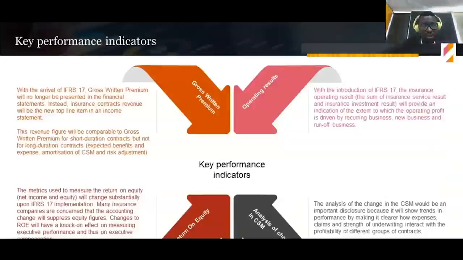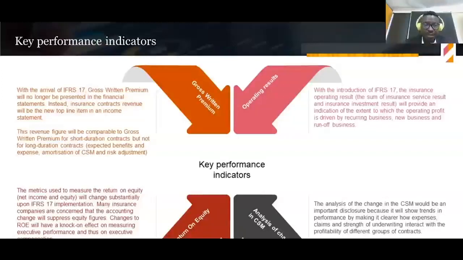First, we talked about gross written premium before. This would no longer be in the financial statement. Now we have insurance contract revenue, which relates to what you expect when you price the product: what is the CSM, what is the risk adjustment, and all of that. So you have what your expected benefits should be, what your expected expenses should be, what your amortization of your CSM should be, what your risk adjustment should be. All of this would form the insurance contract revenue going forward.